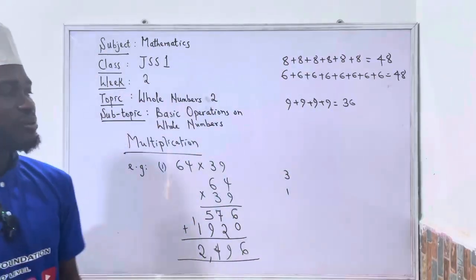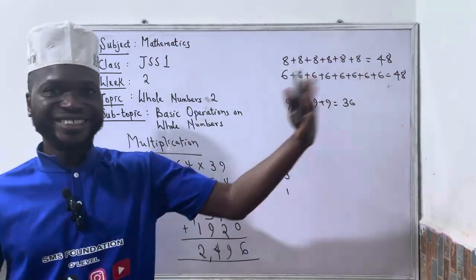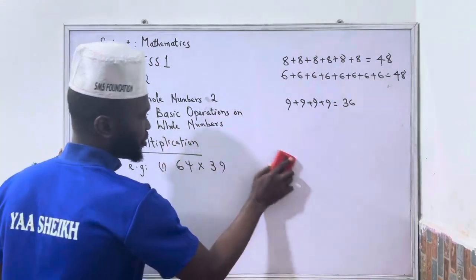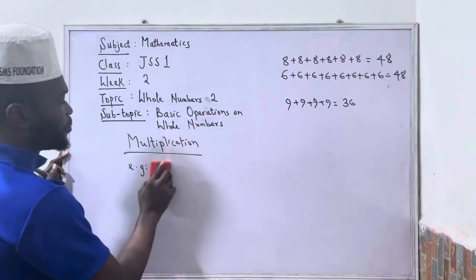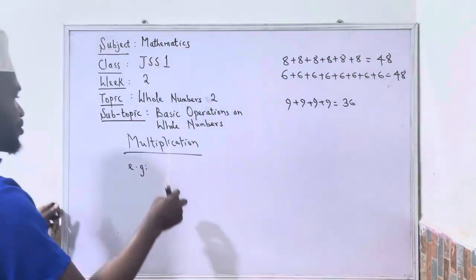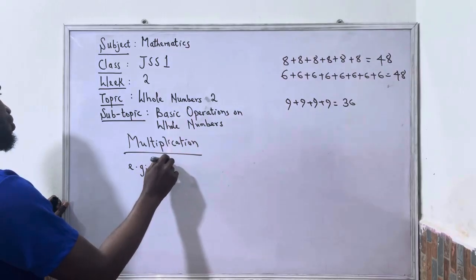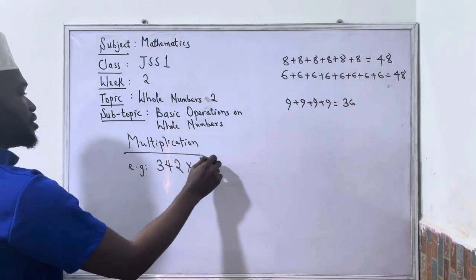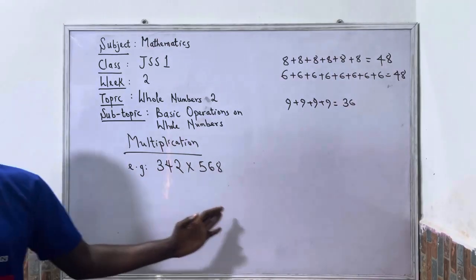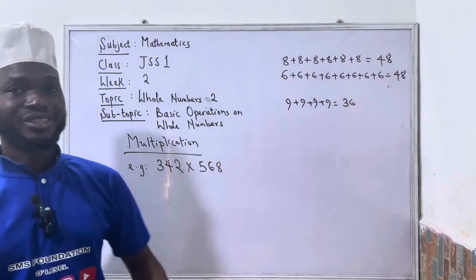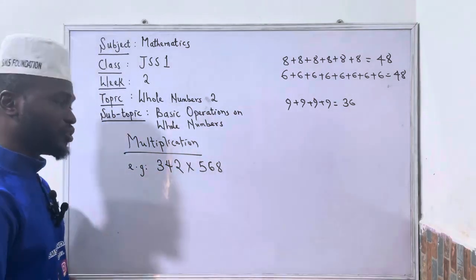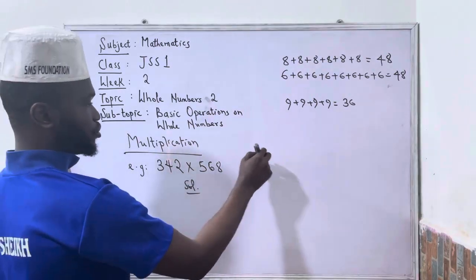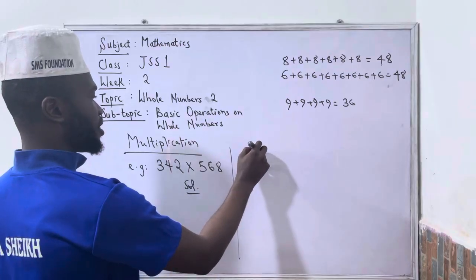So let's go for longer multiplication. You're doing 3 digits against 3 digits. So that's a longer multiplication, and it's going to take up more space than this. So let's say we have 342 times 568. So this is going to be a longer multiplication. For your level, they can even give you 4 digits against 4 digits. So let's start with this solution.